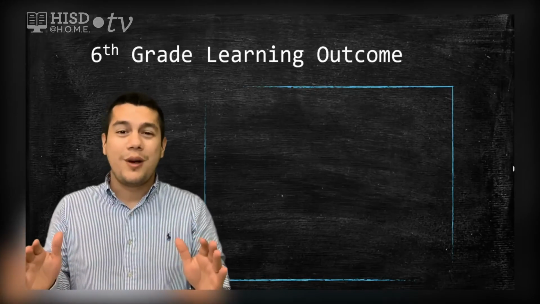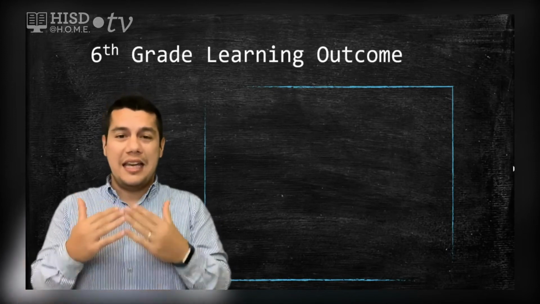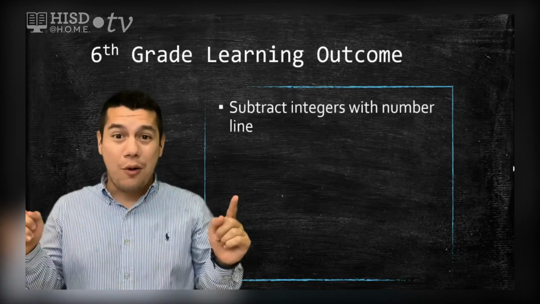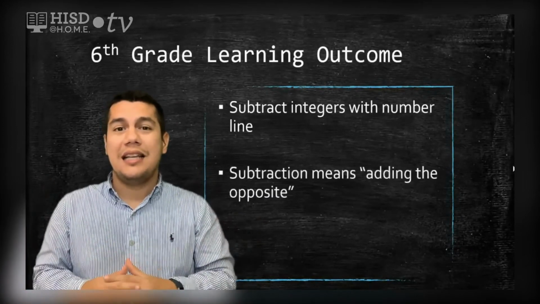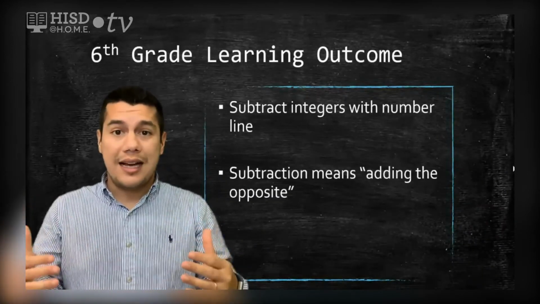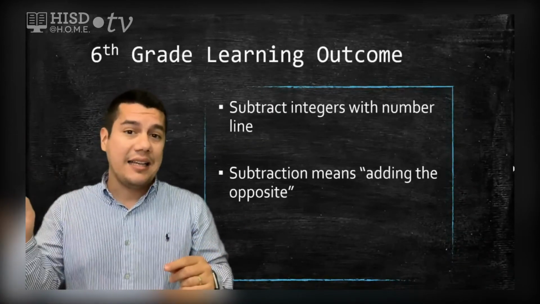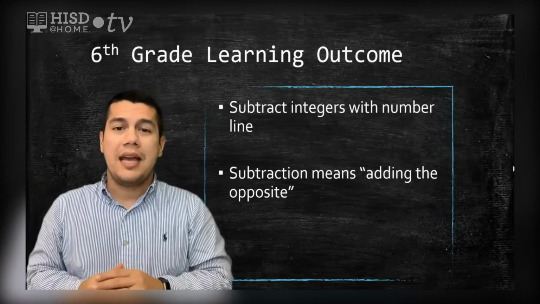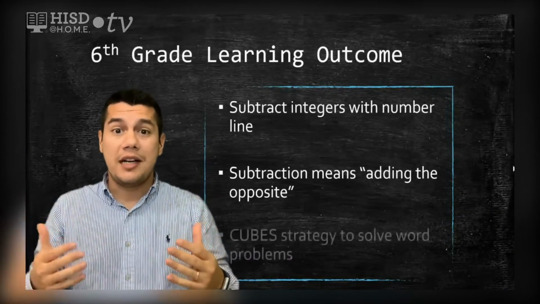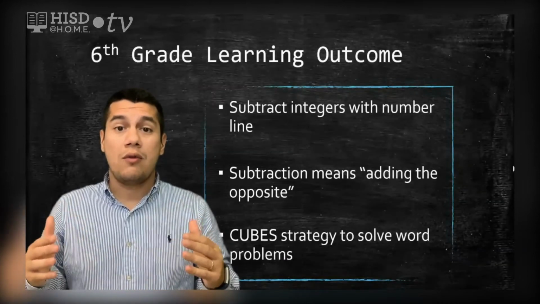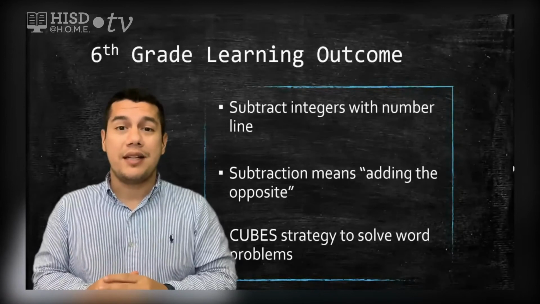For our 6th graders, today we learn how to subtract integers using a number line. We also review that every time that we subtract an integer, we can think of this as adding the opposite. And the last thing, we review the cube's strategy in order to solve word problems. Now let's get to our 7th grade.